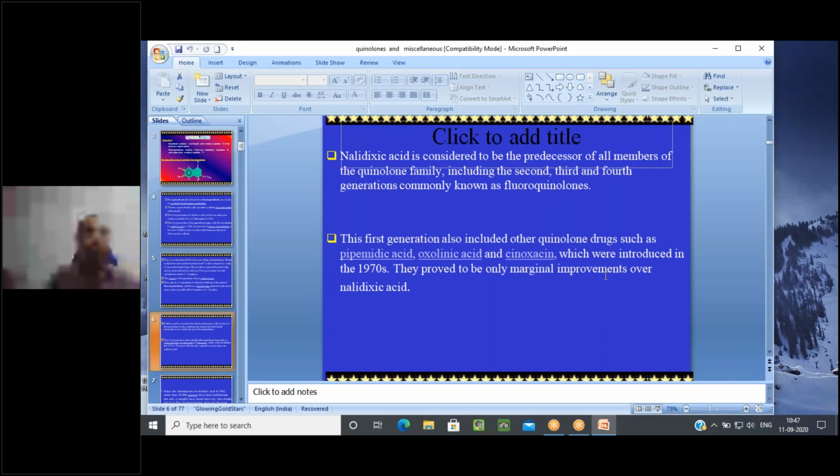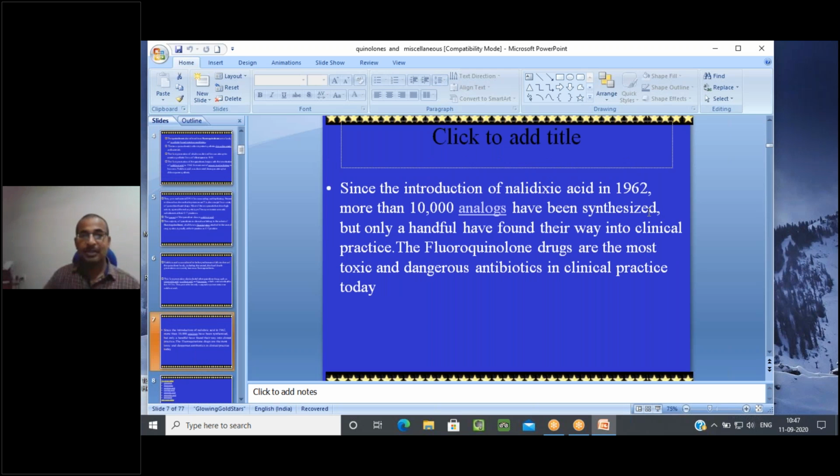So there will be some differences between the drugs of the same group. Thousands of analogs have been synthesized, but only a handful have found their way into clinical practice. The fluoroquinolone drugs are among the most toxic and dangerous antibiotics in clinical practice today. We should remember that they have a broad spectrum, of course, but they also have some toxic effects.